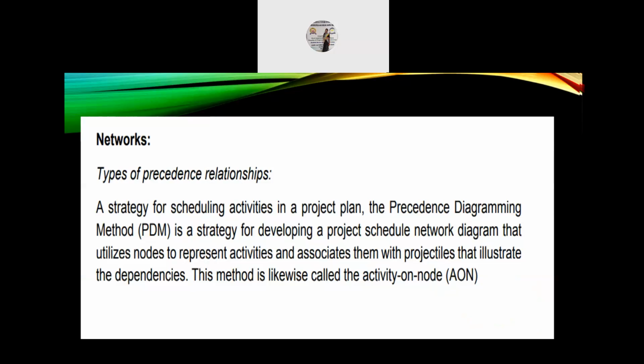The precedence diagramming method, that is PDM, is a strategy for developing a project schedule network diagram that utilizes nodes to represent activities and associates them with arrows that illustrate the dependencies. This method is likewise called the activity on node, that is AON.